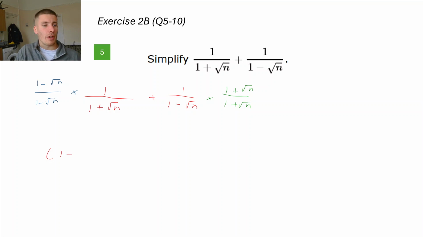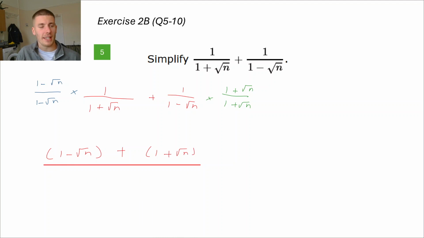1 take away root n times 1, just 1 take away root n. And then the bottom part, I'm going to leave it actually, because I'm going to add on. We've then got, looking at the top part, 1 times 1 plus root n, which is going to keep it as 1 plus root n. And now you can see, and this is the whole point of cross multiplying, the denominators: we've got 1 minus root n times 1 plus root n, and the same thing over here, we've got 1 take away root n times 1 plus root n. It's all going to be underneath the same denominator, which is useful.